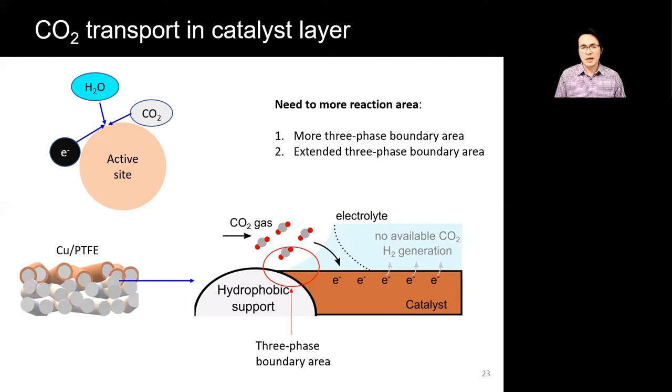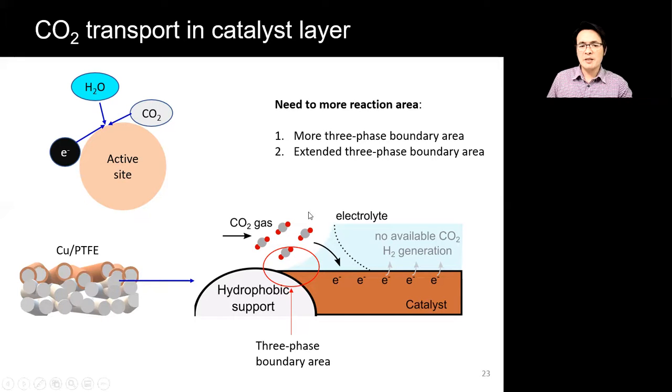So there are a few different ways we can think of to improve the current density. The first one is that you can make more three-phase boundary area. For example, if you change the rounded surface of the PTFE, you will have more three-phase boundary area. That's one way to improve the current density. But the second one, that's what we try to focus on, is if we can extend that three-phase boundary. Instead of having a very small area here, we want to extend it throughout the catalyst layer. So how can we do that?